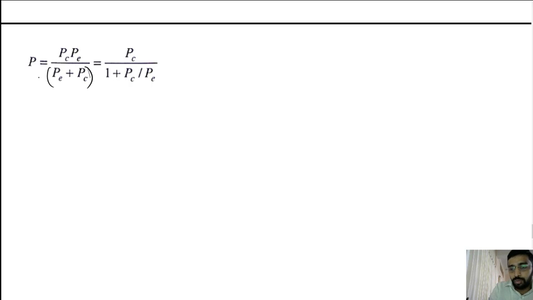Now we know that Pc is nothing but sigma into A. We know that PE is equal to pi square EI by LE square. We also learned that I is equal to A K square.